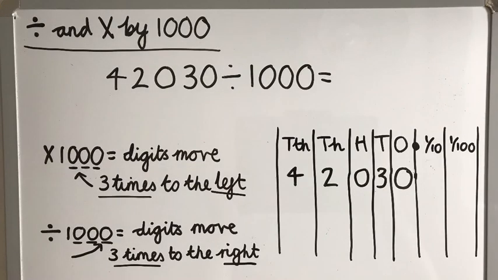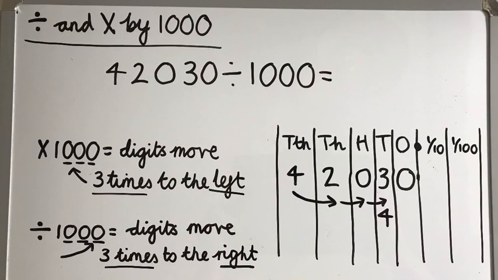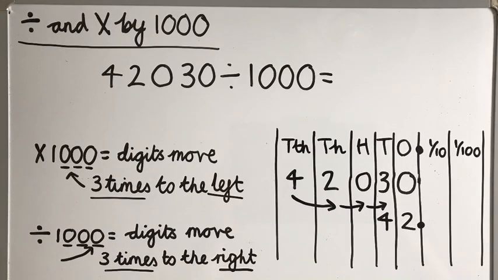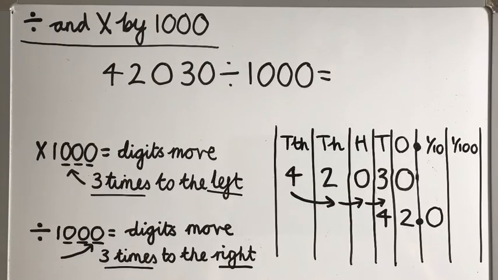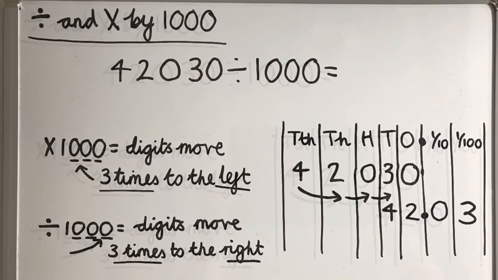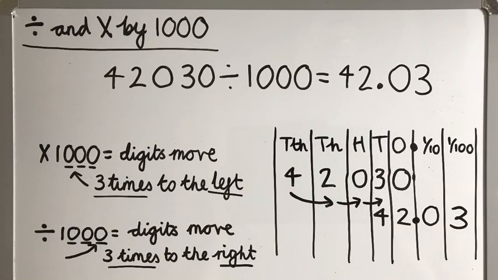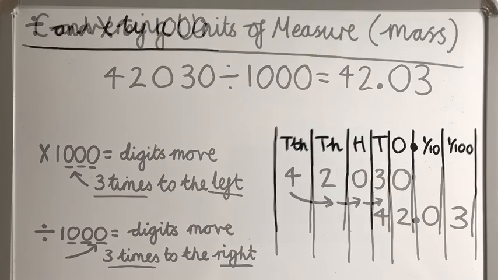Now here's another example. I've got 42,030 divided by 1,000. I've written that in my place value grid. And I've moved the 4 3 times to the right. Move the 2 3 times to the right. And I fill in all those other digits. But I need to make sure I put that decimal point in. That is really important. Then I put in the 0, and then I'm going to put in the 3. Now you see that 0 on the end? I don't actually need that anymore. So my answer is just 42.03. That's dividing it by 1,000.